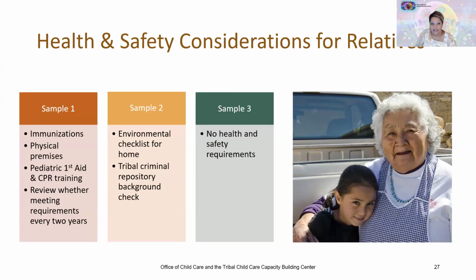and exempt relatives from all background check requirements. So in sample 2, this tribal lead agency chose to develop an environmental checklist for the provider and parent to fill out together. Based on the selections, the tribal lead agency will purchase various health and safety items in order to increase the quality of care. This tribal lead agency also chooses to require a tribal criminal repository background check and exempts relatives from the comprehensive background check requirements. So in this last sample, in sample 3, this tribal lead agency chose to exempt all relative providers from all health and safety requirements.